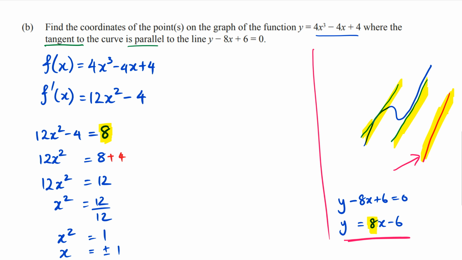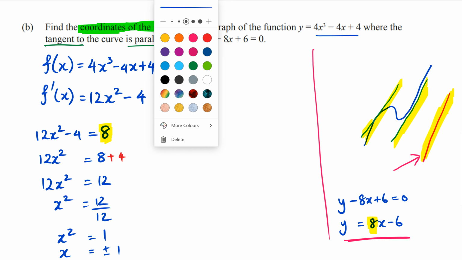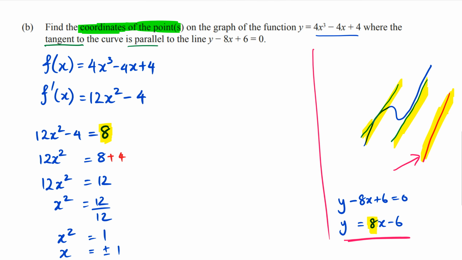If you go back to the question, it's actually asking us to find the coordinates of the points. What we just have are the x values. We need to get the respective y values as well. So we're going to put down f of 1. That means I'm going to get 4 times 1 cubed minus 4 times 1 plus 4.